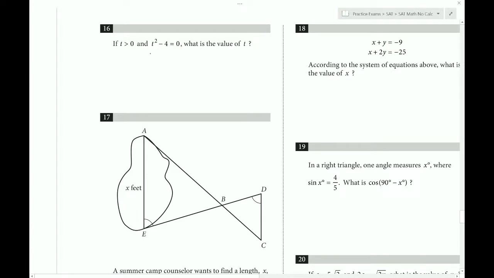Well, the first thing we'd want to do is factor to get (t plus 2)(t minus 2). It's a difference of two squares. Then we could T-chart, which effectively just means switching the signs. So we get t equals negative 2 and t equals 2. What is the value of t? If we know that t is greater than 0, then we have to choose this to be our value for t. So the answer would be 2.